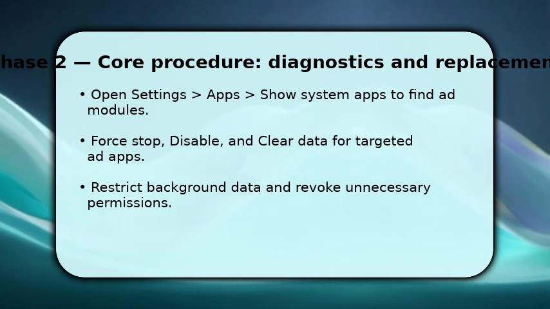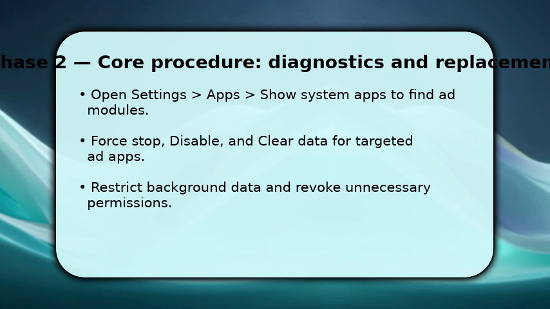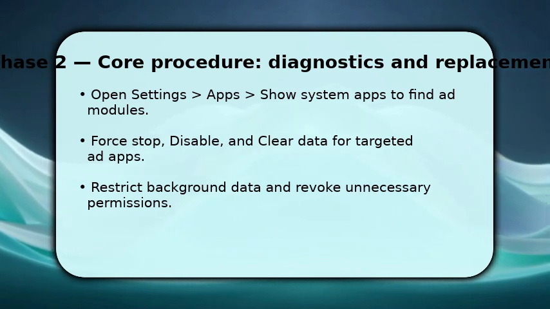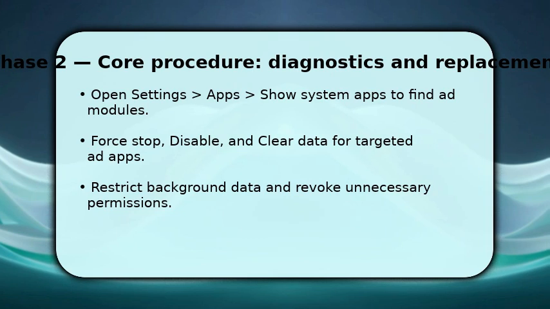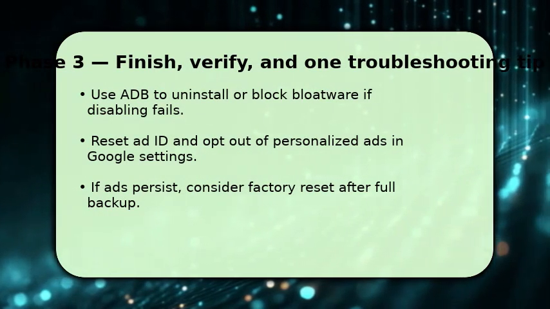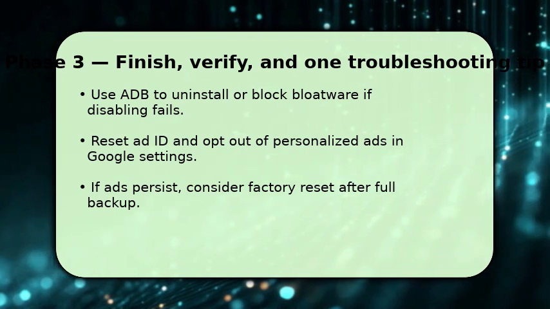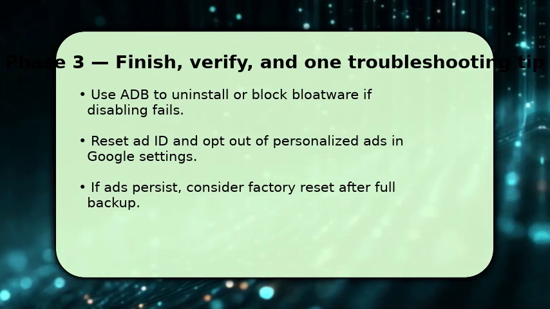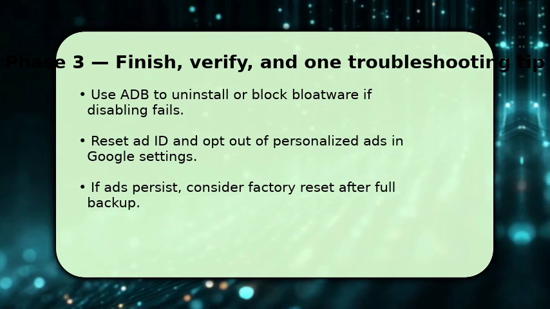This removes persistent install. You finish by cleaning residual mechanisms. Use ADB to uninstall or block stubborn packages, and reset the advertising ID while opting out of personalization to reduce targeted ads. Once done, clear system caches and reboot. Verify by testing the places where ads appeared.